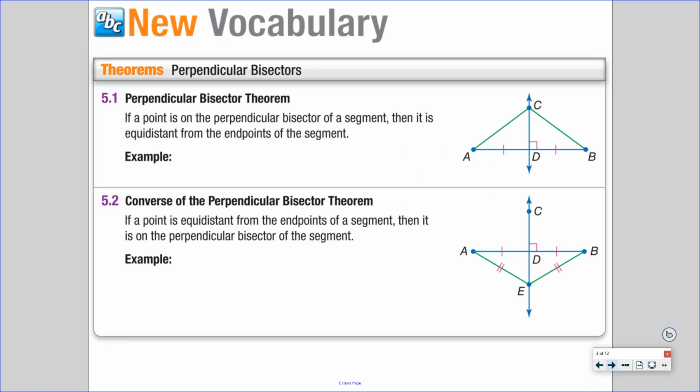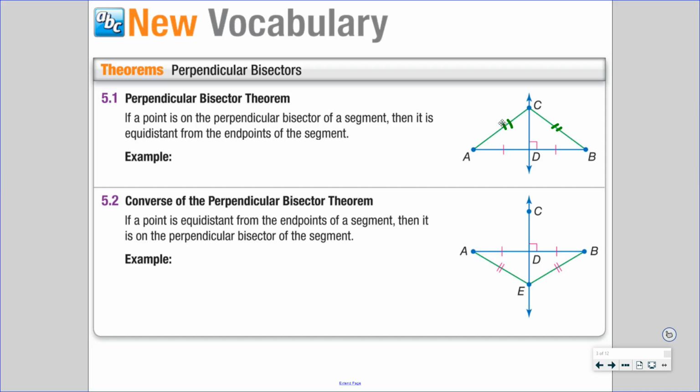CD is perpendicular and bisects line AB, right? We can see that. If that's true, this is what this theorem says, then point C is equidistant. Do you guys know what that word means? The same distance, equal, same, equal. The same distance from each endpoint of the line segment. So this distance from C to A would be the exact same distance as the line from C to B, that endpoint. That's always going to hold true if it's a perpendicular bisector.